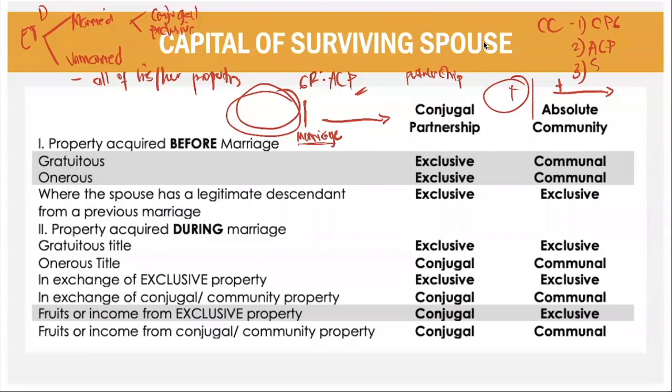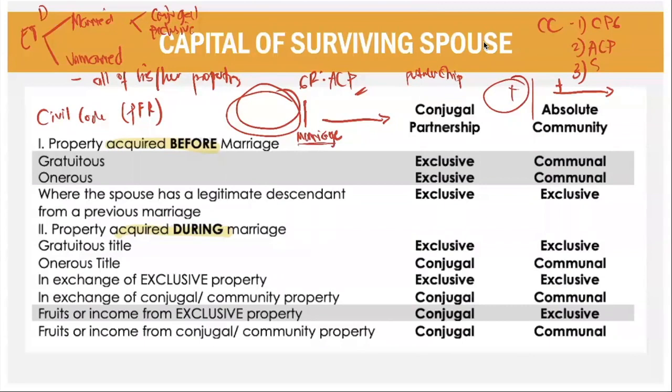So let's take a look into the rule of your capital of surviving spouse as to your conjugal and absolute community. So first, we need to determine if that property is acquired before marriage or acquired during marriage. So first, if the property is acquired before marriage. By the way, the rules here cannot be found under the tax code. The rules here are found in your Civil Code, particularly under your Family Code, the family relations law. So first, your property acquired before marriage.